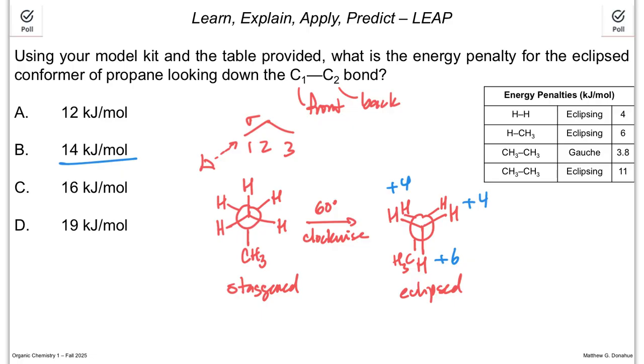Then if you repeated that 60-degree rotation, you'd end up with a staggered, and relatively speaking, we would set that energy to 0. So the eclipsed is plus 14 kilojoules per mole higher in energy. And those are really the only 2 conformers you can draw for this, because you're either going to get staggered or eclipsed. But as you change the substituents on the carbon chain, as we'll see with butane, you're not always going to end up with this sort of 1-2 staggered conformers. You'll end up with different ones.